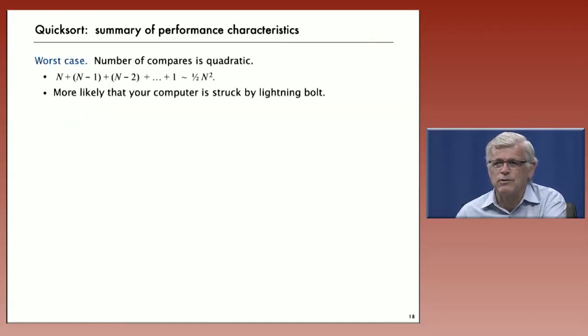So the worst case, Quicksort is quadratic. So complexity is going to tell us that it's a quadratic algorithm, if that's what its worst case is. But with the random shuffle, it's more likely that this lecture will end because of a lightning strike, or your computer will be struck by a lightning bolt. So we can discount that.